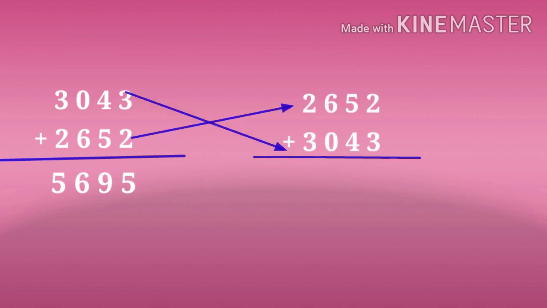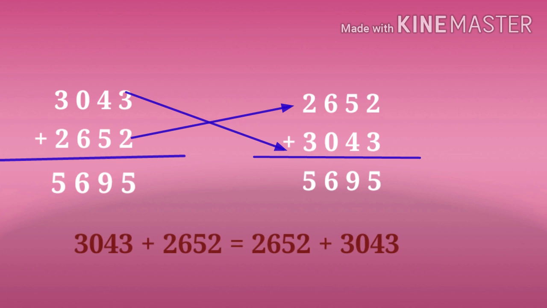Now, let's rearrange the numbers. That is, we can add 2652 and 3043. When we add these two numbers, we get the same sum as 5695. That means the change in the order of numbers does not affect the sum. This one is called order property of addition.